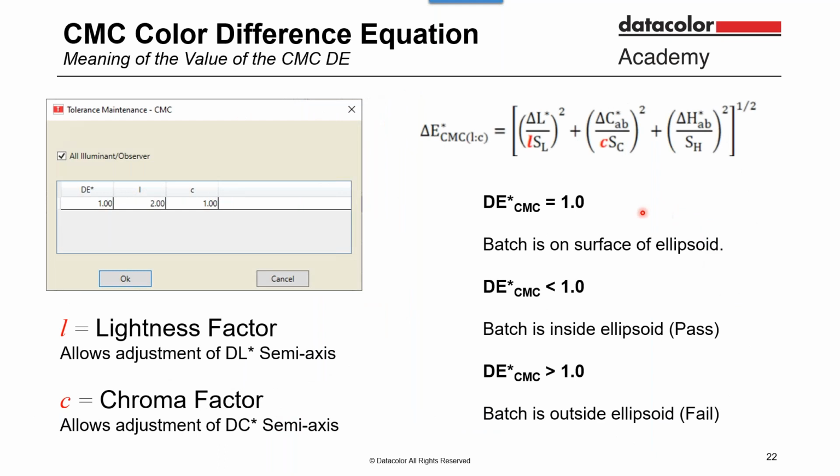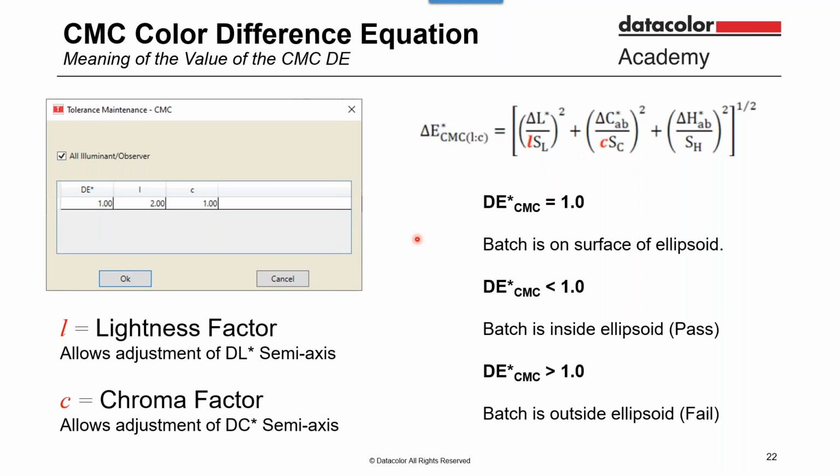The key, though, is how we're using this, and here's an example, again, this is CMC. When I set up a CMC equation, I set up a tolerance here. I'm showing you a tolerance in our software where I can set up a DE tolerance. And I also have control of the L and C, which are these adjustment factors. CMC gives you the opportunity to adjust these. In other words, the SL, SC, and SH are going to be calculated by CMC based on the color of the standard. But by adjusting these L and C, you can make an adjustment.